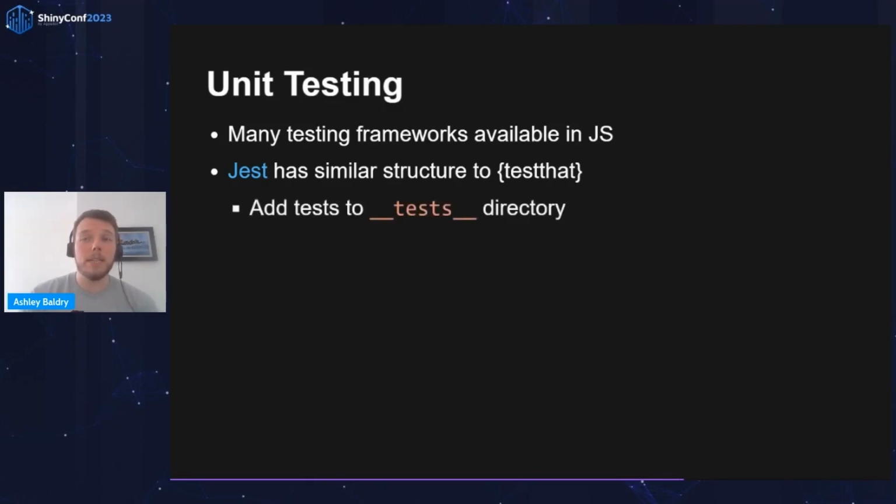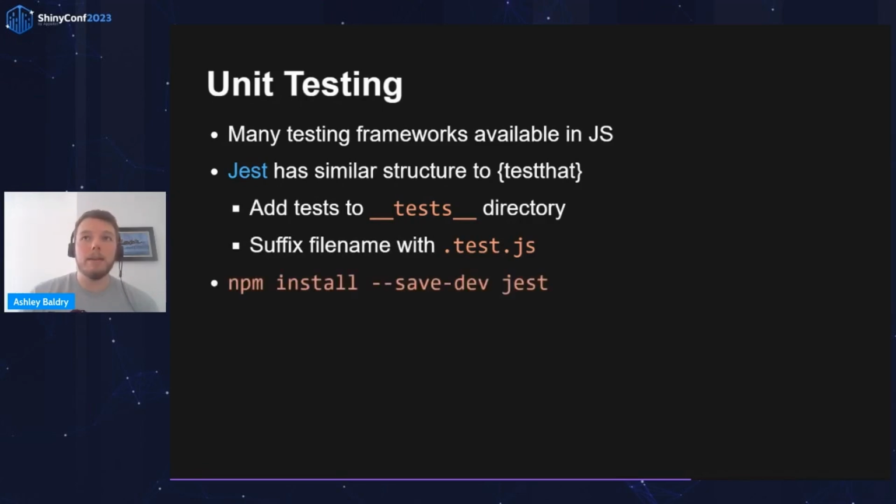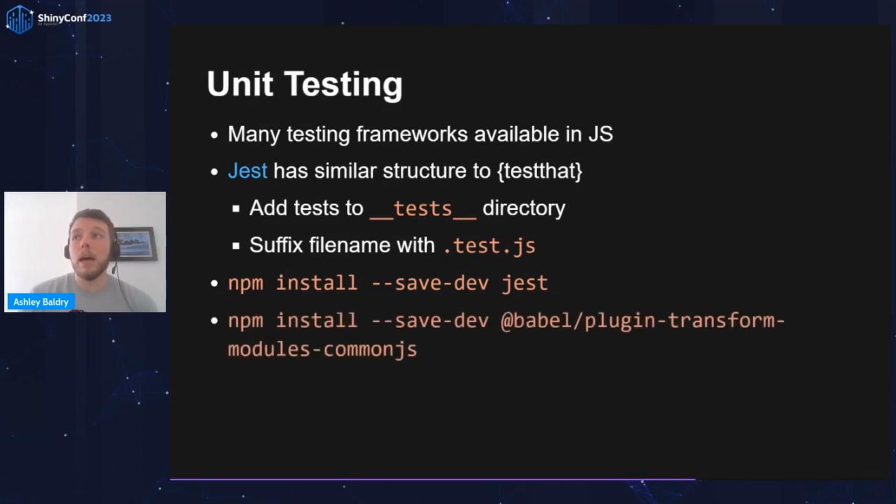With Jest, I can add tests into a test subdirectory with the 2 underscores before and after, and then you suffix any test with .test.js. And again, installing as a development dependency as Jest. This Babel plugin allows you to test with the module structure.